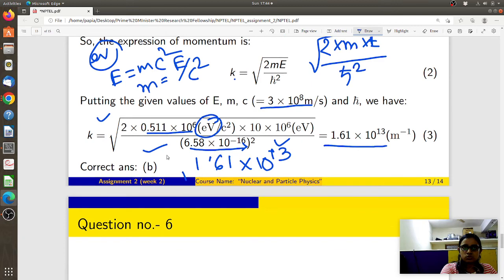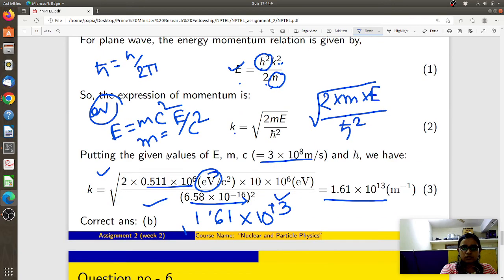Excuse me, will you please explain the solution again? Yeah, hello. Yeah, please explain the solution again. Irrespective of getting the answer, please explain the solution.